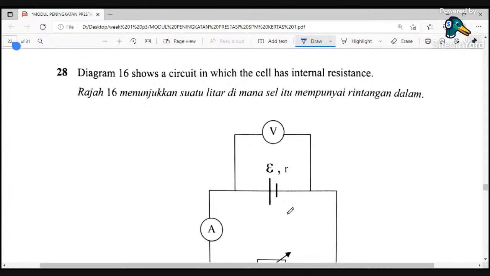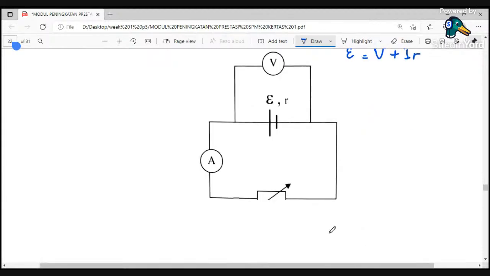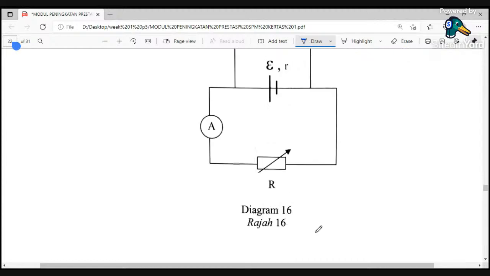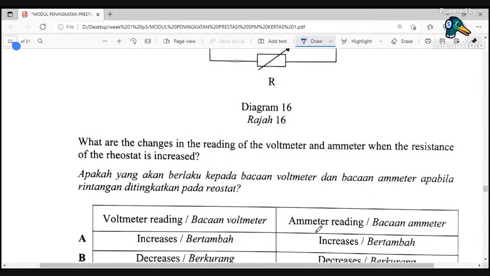Number 28. Diagram 16 shows a circuit in which cell has internal resistance. Ini case ialah EMF. Okay, formula. Okay, E equals V plus Ir. Okay, nampak V voltmeter connect across battery, external resistor R and also ammeter. What are the changes in reading of voltmeter and ammeter when the resistance of rheostat is increased?